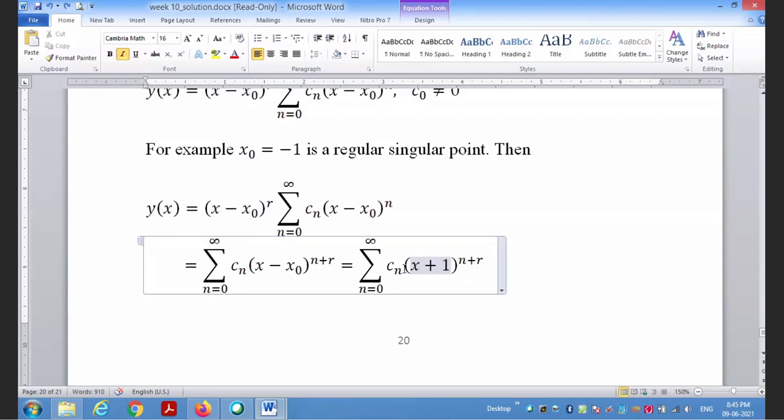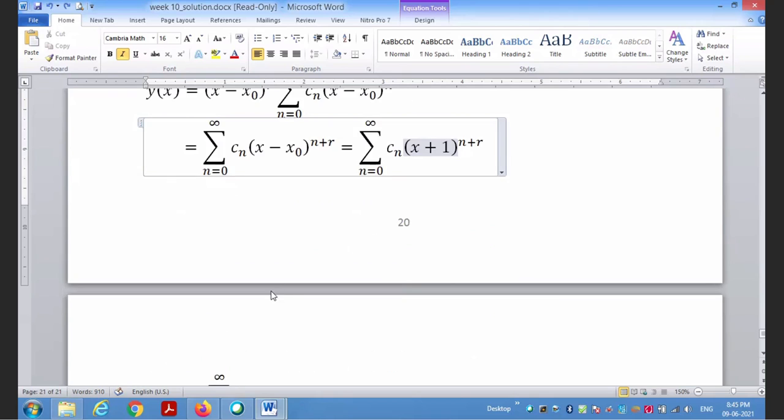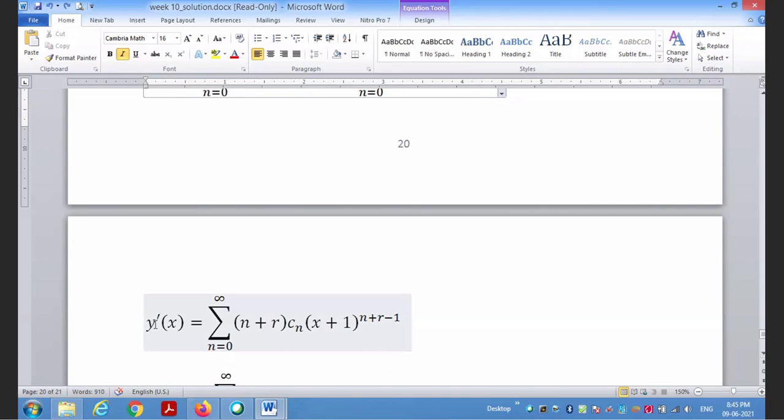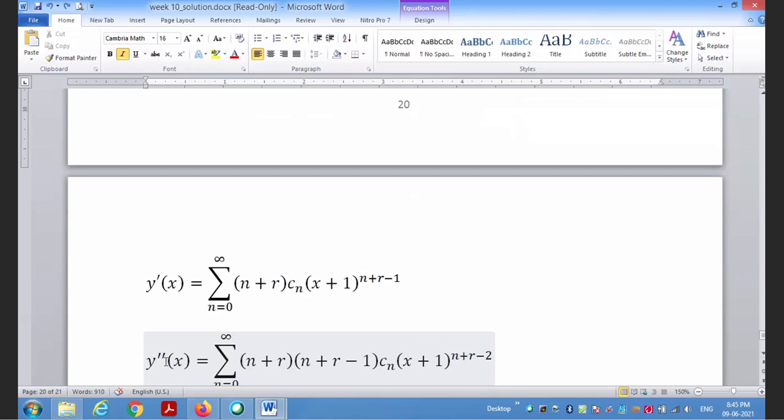Okay, this one is more complicated, right? And then the same for y double prime and y prime. So y prime will be the summation of (n plus r) Cn x to the power of n plus r minus 1, whereas y double prime equals the summation of (n plus r)(n plus r minus 1) Cn x to the power of n plus r minus 2. The same thing as before, except now we have x plus 1.